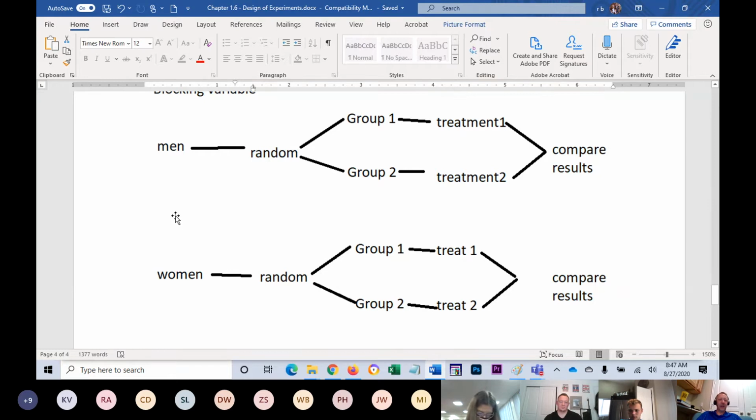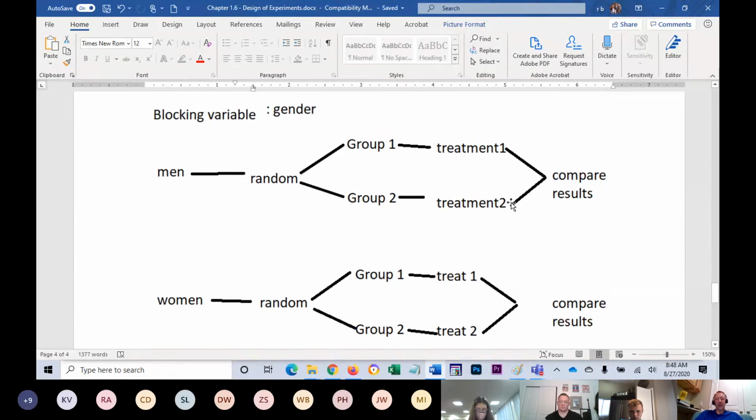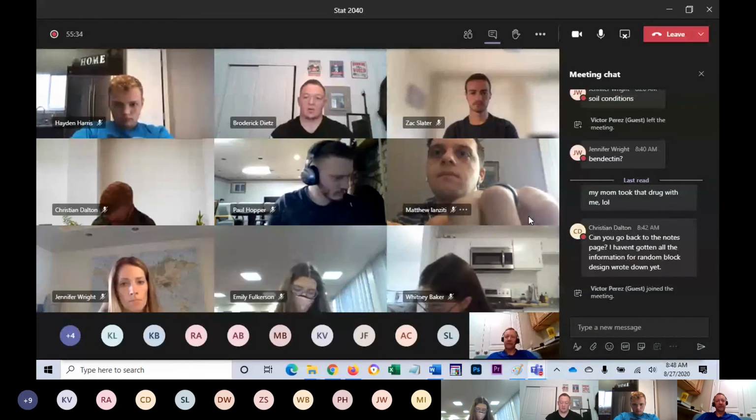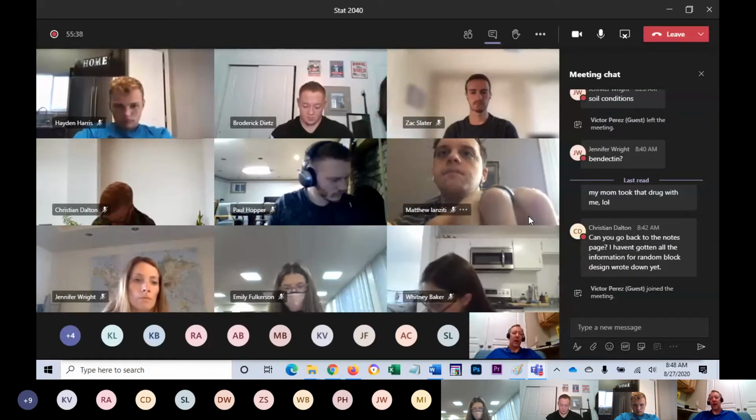Yeah. Because we've broken this up into men and women, we've already broken up the randomization right off the bat. So anyway, when you're doing a randomized block design, you can compare the men to the men and you can compare the women to the women, but don't compare the men to the women. That's an inappropriate comparison. Does that make sense? Yeah. Okay.